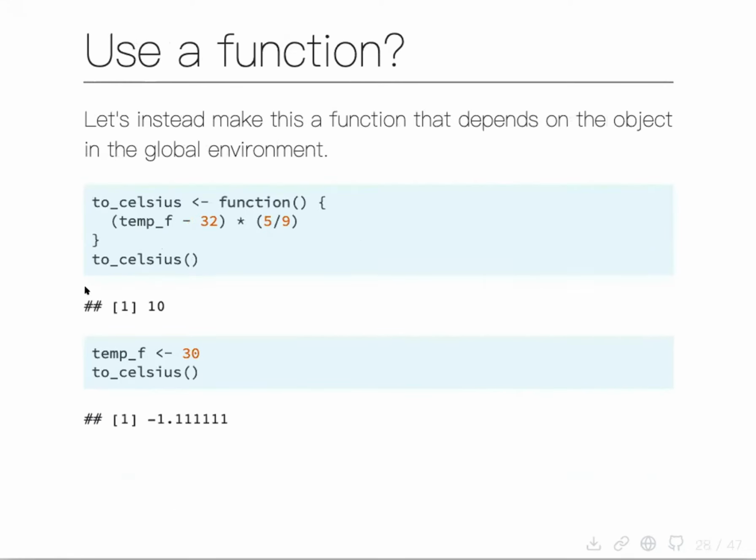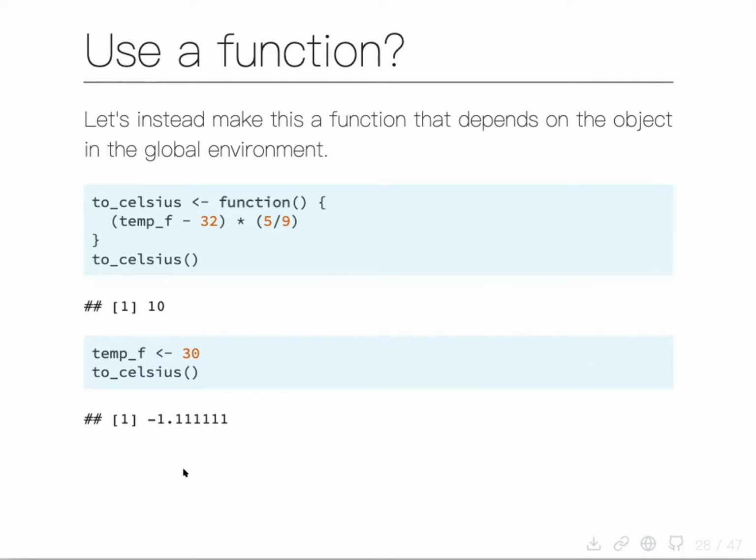Let's change it into a function. Okay, so now I've created a function here, which I'm calling toCelsius, and it just takes my tempF, which is in the global environment somewhere, and it applies that transformation. Okay, so I say toCelsius, I get 10. I change tempF to 30, and when I do toCelsius, I get negative 1.11. Okay, so that's basically working. That's what we want it to be, right? Every time I change tempF, I can rerun toCelsius, and I get the output. The problem is, if tempF doesn't change, I still have to run toCelsius. Like all of that code still has to run in order to get that output.